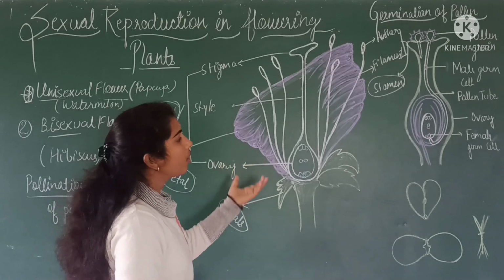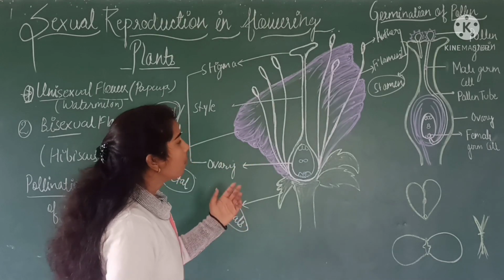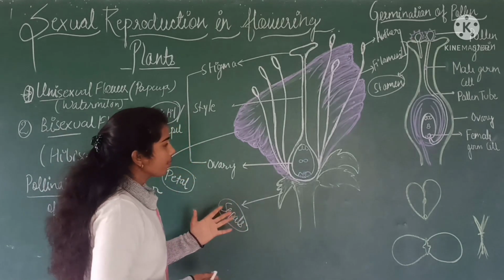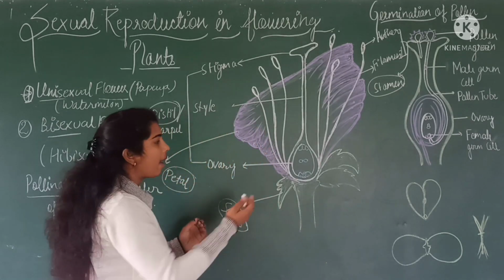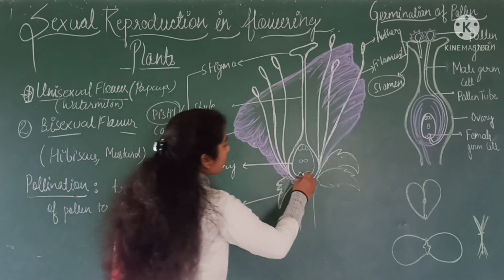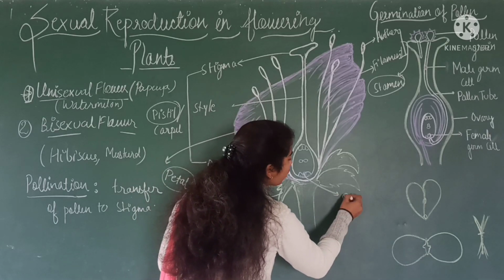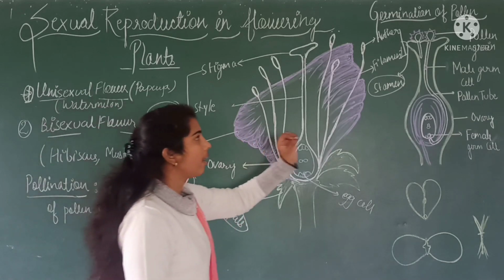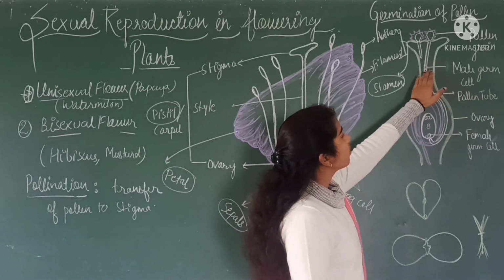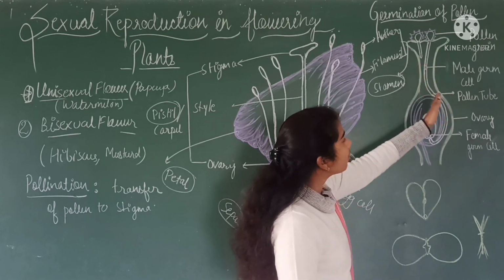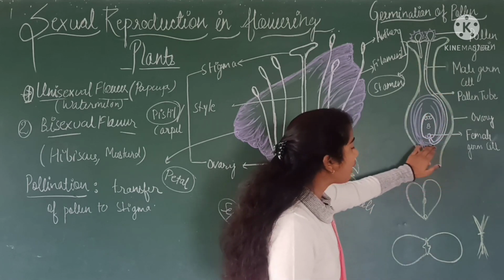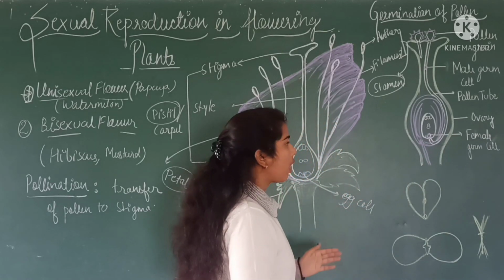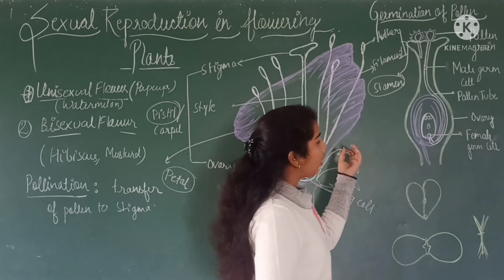Zygote has the ability to become a new plant, and the zygote further develops into the new plant. This is the egg cell or the germ cell, and pollen grains or the pollen germ cells come through the pollen tube and reach the female gamete, the egg cell, and form the zygote. Zygote has the ability to develop into a new plant.